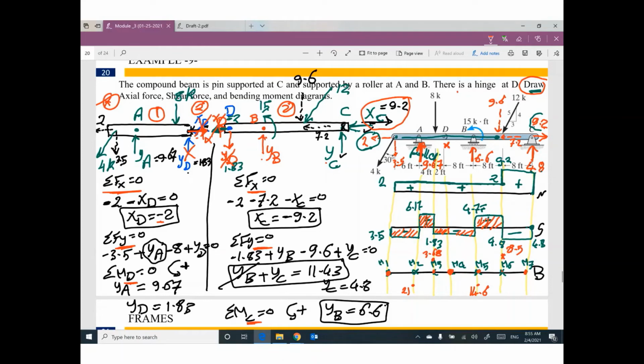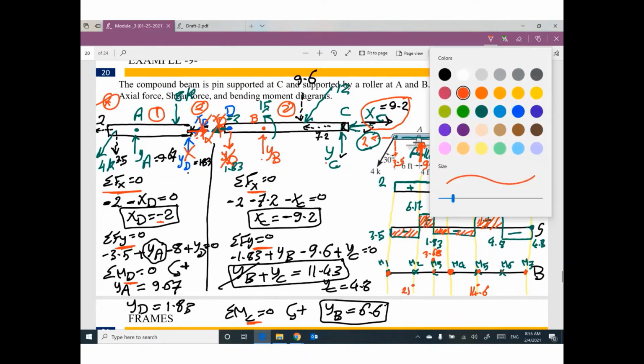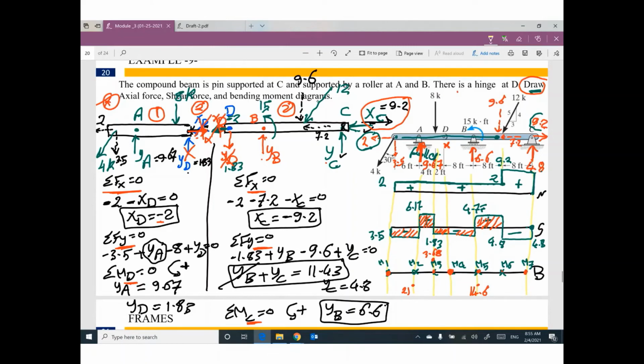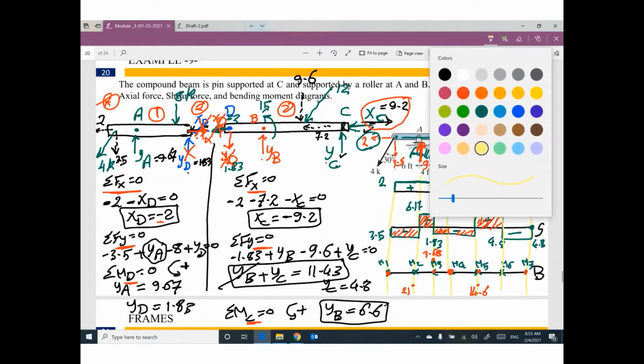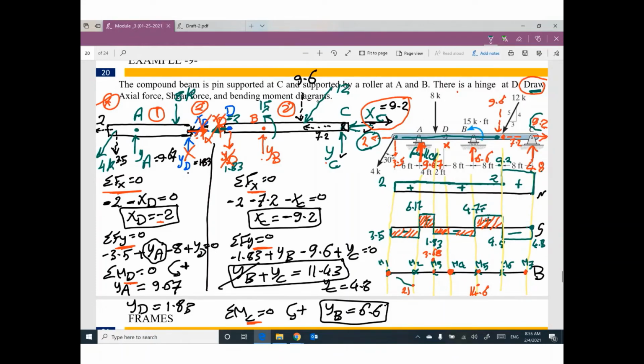I have a little mistake here. This value is good. I will connect between 21 and 3.68 and 0 and 14.6. All of these values are correct.